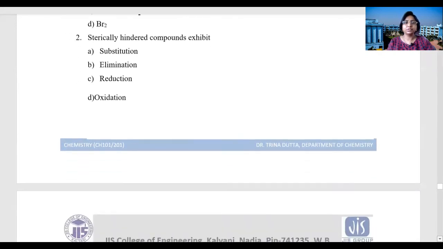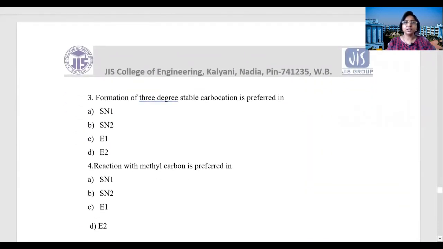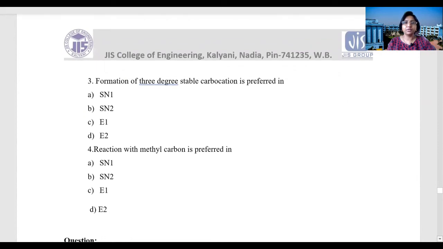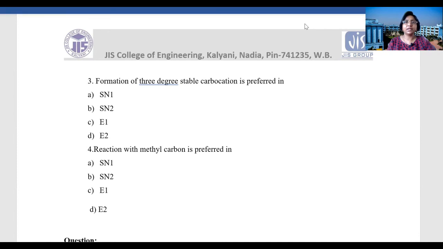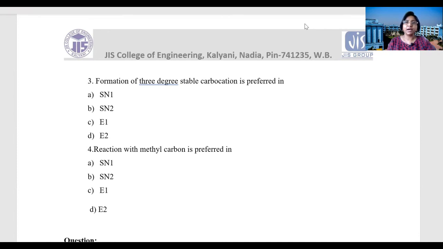Next question, question number 3. Formation of 3-degree stable carbocation is preferred in SN1, SN2, E1, E2. So already you have learned the substitution reactions SN1, SN2, and today you have learned the elimination reactions E1 and E2. So now you can tell that formation of 3-degree stable carbocation is preferred in which reaction?